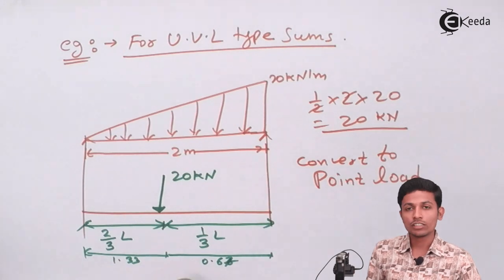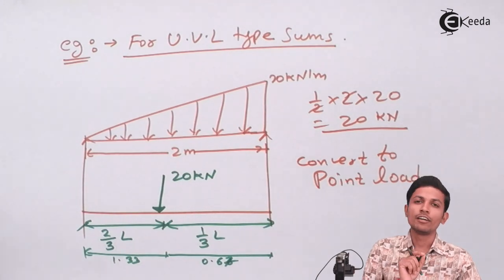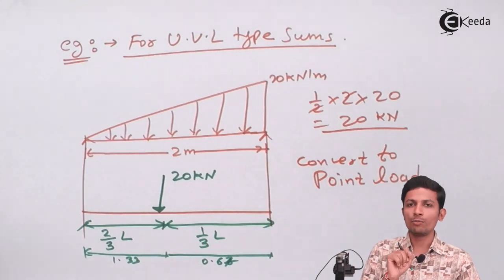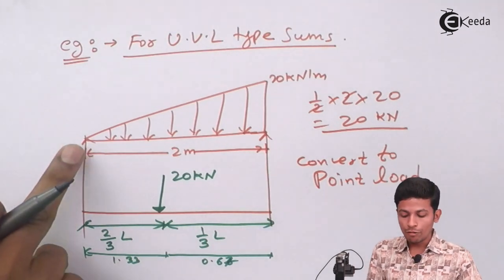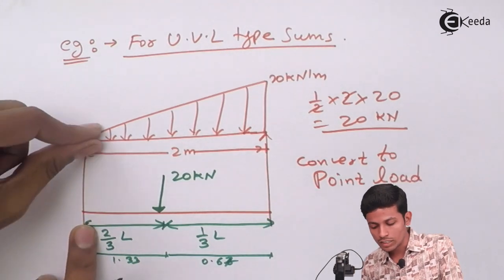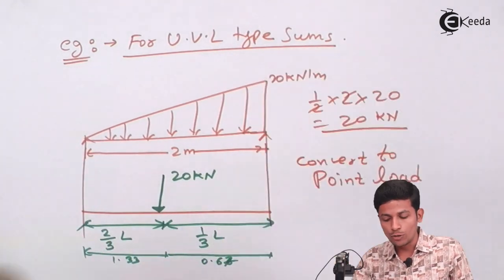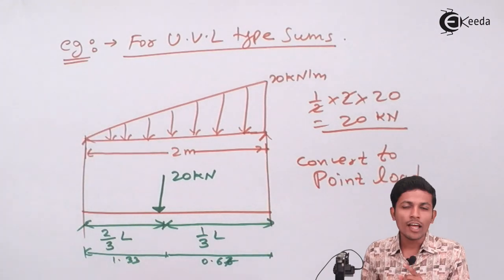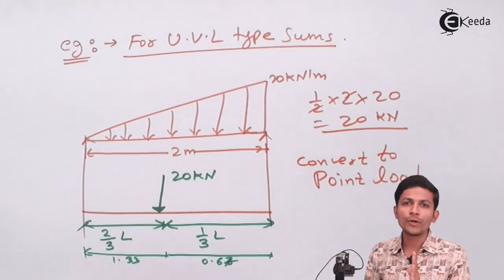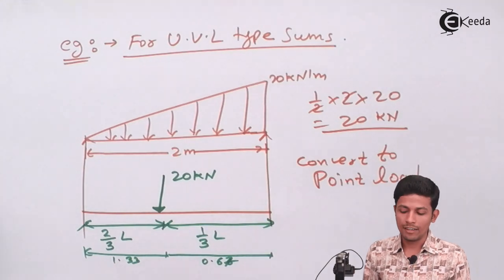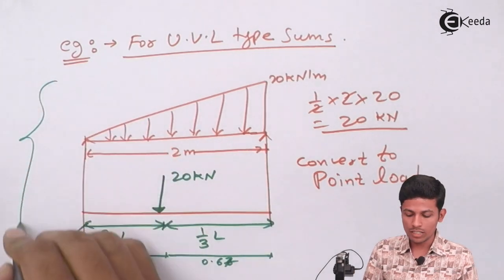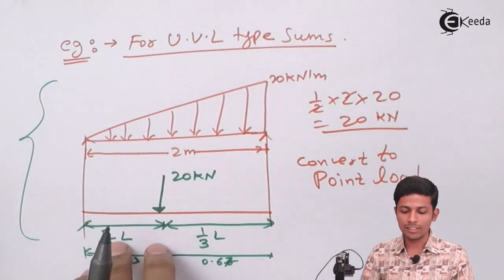So this is a point you have to remember to solve the frame also. See how to convert UVL into point load: half into base into height. From the shorter side of UVL, you have to take 2/3 of L, and from the longer side of UVL you have to take 1/3 of L. This is just an example I am explaining to you. Now let's start with the sum.